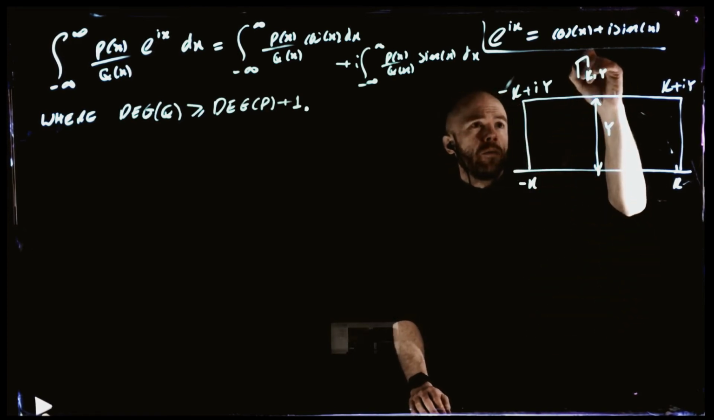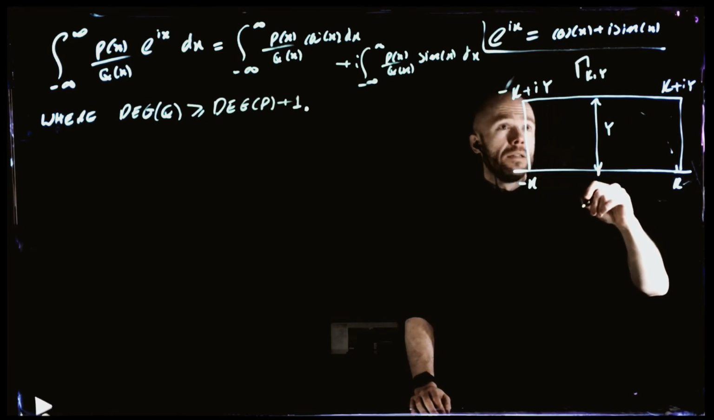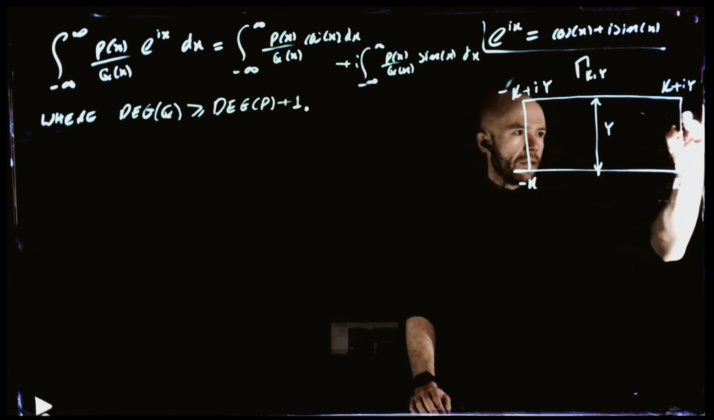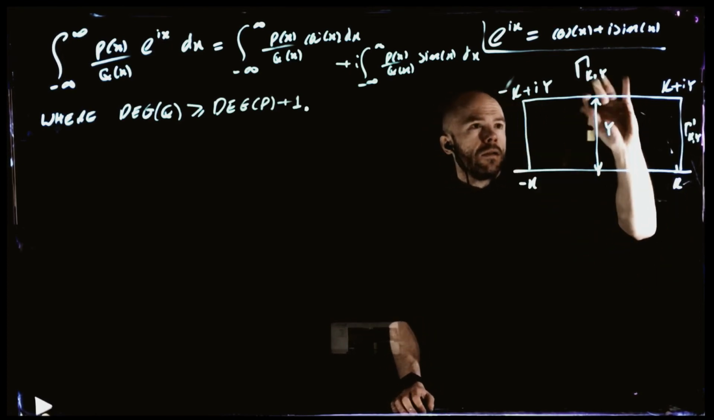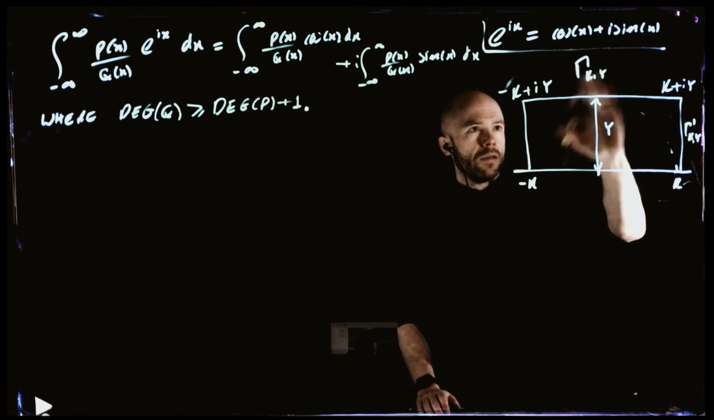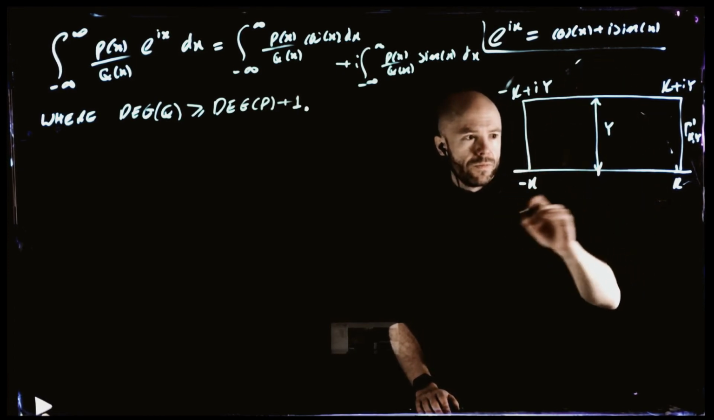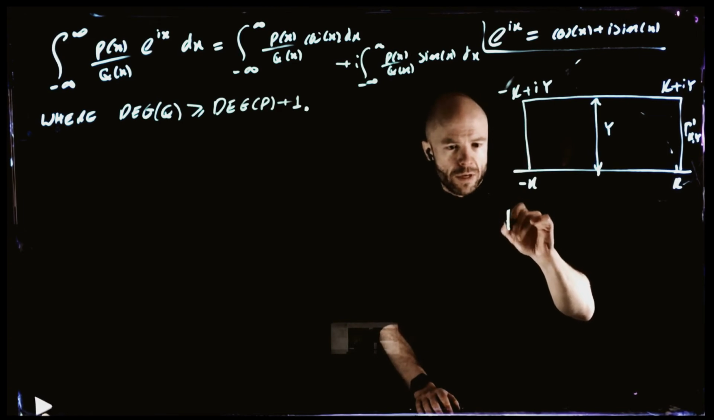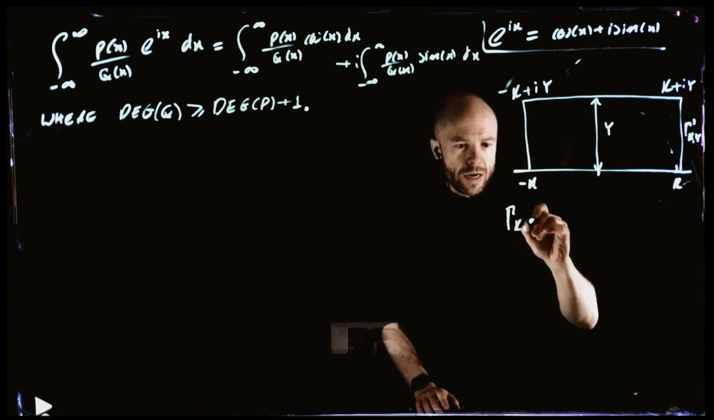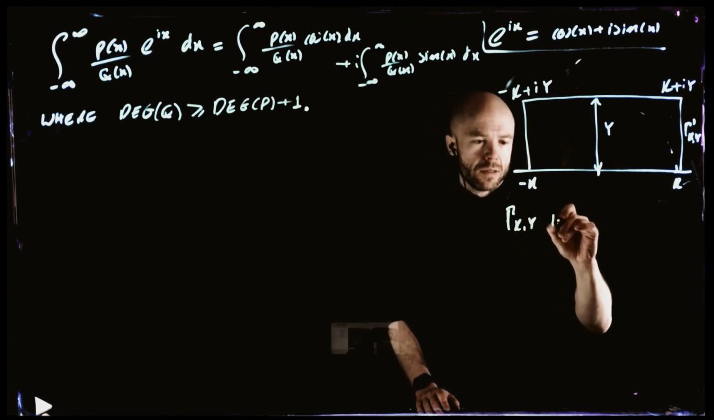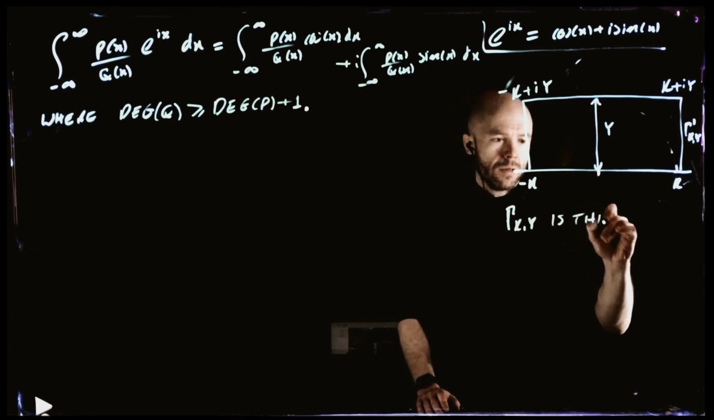I'm going to break it up into pieces, and let gamma 1 of y be this left-hand side. I want to have better notation. So gamma of y is this contour.